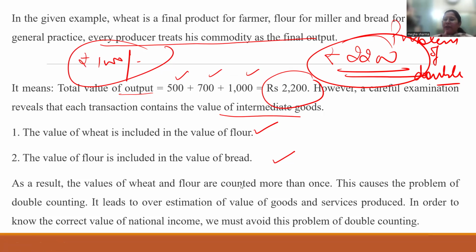It was a small random example. What if the process is too long? Imagine how much unnecessary value added output is shown in an economy. This causes the problem of double counting. It leads to the overestimation of goods. So in order to avoid the problem of overestimation of goods produced, we solve the problem through the value added method or value of output method.